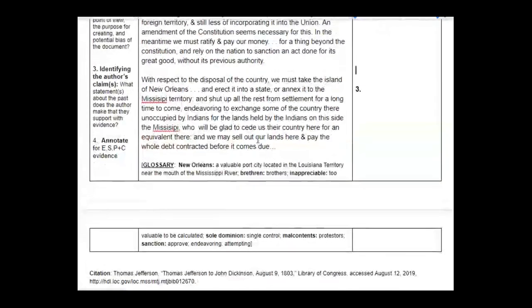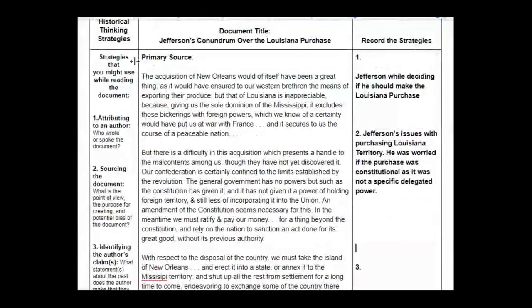I also usually send my students to the first paragraph right away. So let's see if that helps us. The acquisition of New Orleans would of itself have been a great thing, as it would have ensured our Western brethren the means of exporting their produce. So that first sentence, okay, and then it goes on that if they could control the Mississippi, and again they'll have less war with foreign powers, less bickering or fighting with foreign powers.